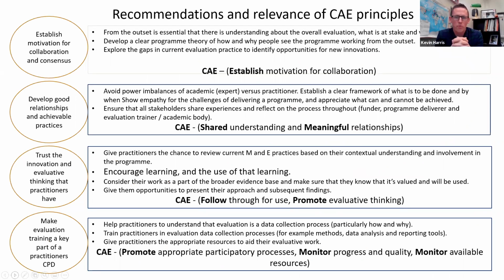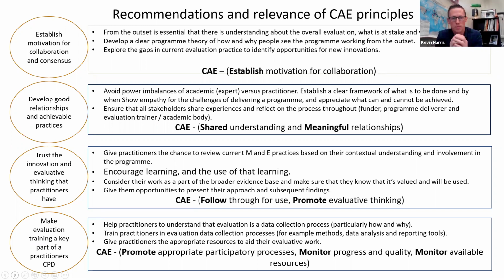So in terms of recommendations and relevance, these are some of the recommendations that we've suggested as a result of doing this project. And I've tried to align these to the CAE principles that I talked about at the start. So, establish motivation for collaboration from the outset. Find out exactly what people want to get out of the evaluation, what they want to get out of the project. By doing that, you can then start to align how you come in, maybe as an academic or as a consultant, to synthesize that and be in this space of mutual consensus. So motivation for collaboration is, for me, one of the first starting points.